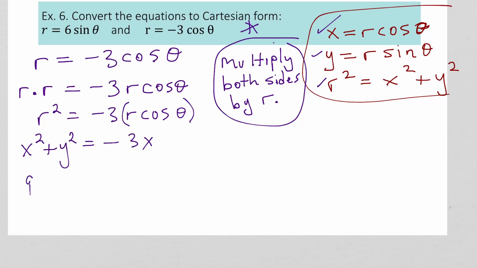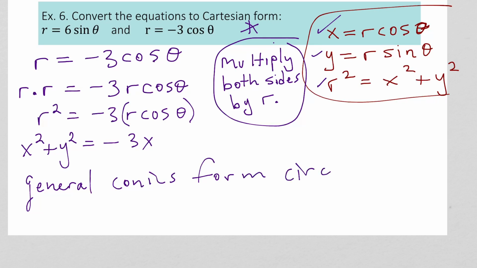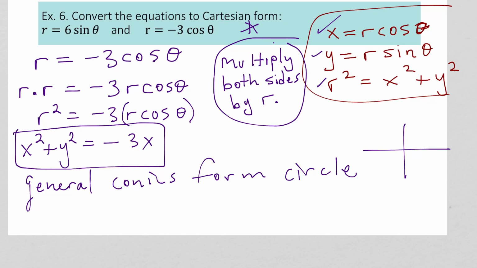All right, so once again, we have general conics form of a circle. Okay, this one, the y-coordinate is 0 for the center, and the x-coordinate is offset in this particular problem. So this is a circle, and it's going to look something like this.